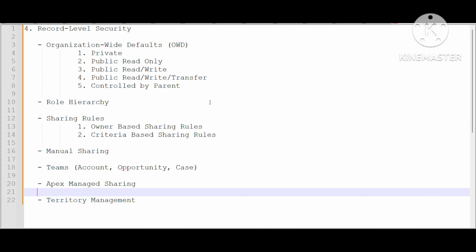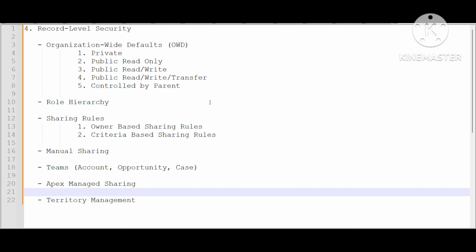Okay, say organization wide default, what is OWD? As we know, this is the baseline level of security. Okay, there are multiple types of OWD we have. Say we have private, we have public read only, we have public read write, we have public read write transfer, and then we have controlled by parent.